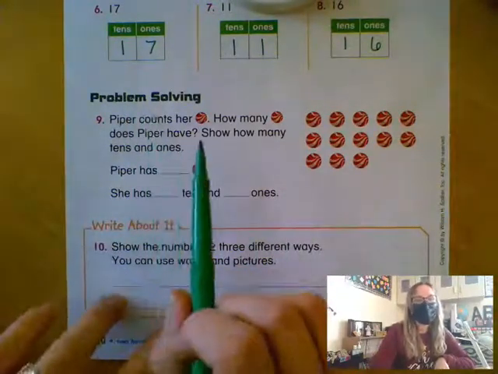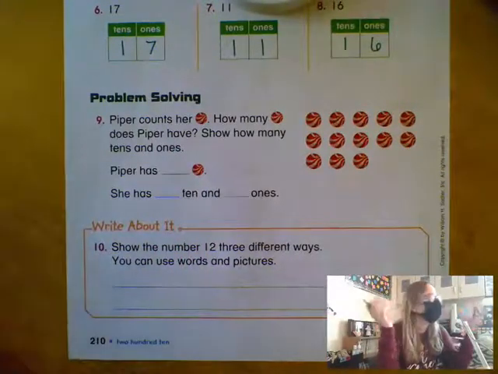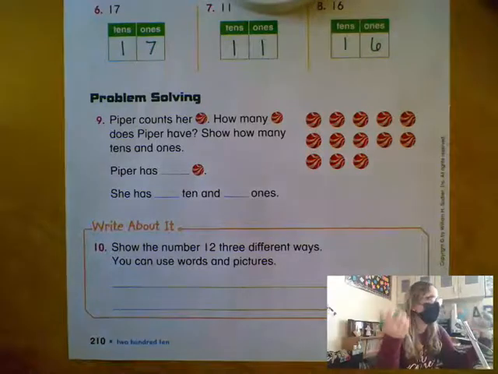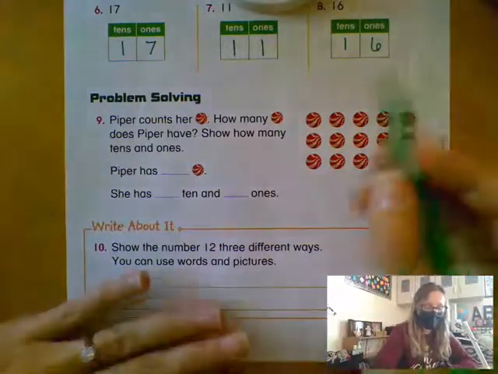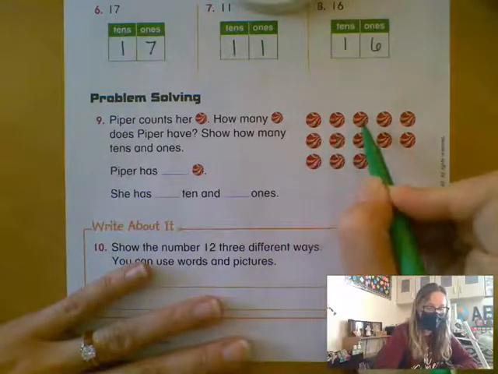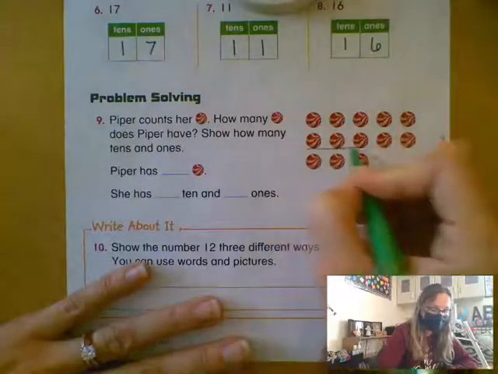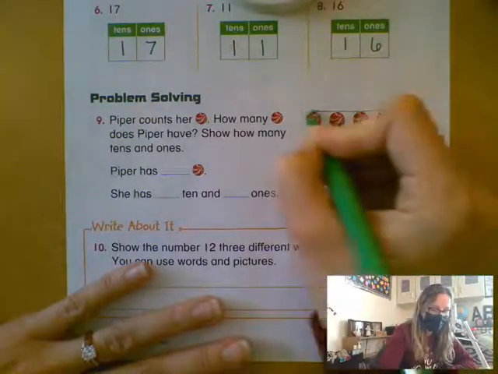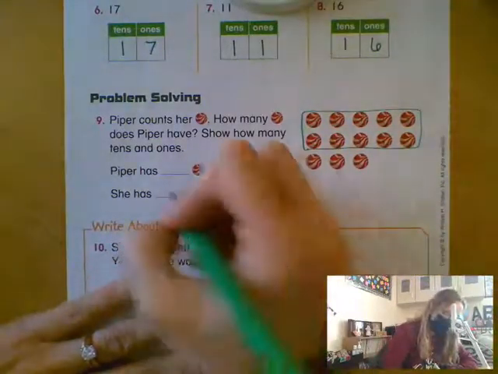So Piper counts her marbles. How many marbles does she have? We're going to see if we can come up with groups of 10, and we'll circle any groups of 10. So let's count marbles and circle our groups of 10, okay? So we have 1, 2, 3, 4, 5, 6, 7, 8, 9, 10. So here's a group of 10. Do I have any more groups of 10? No. So I have 1 ten.